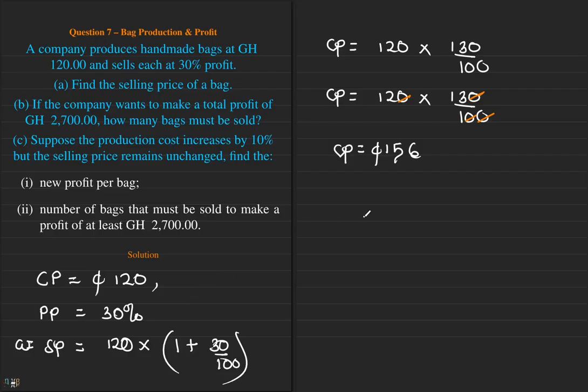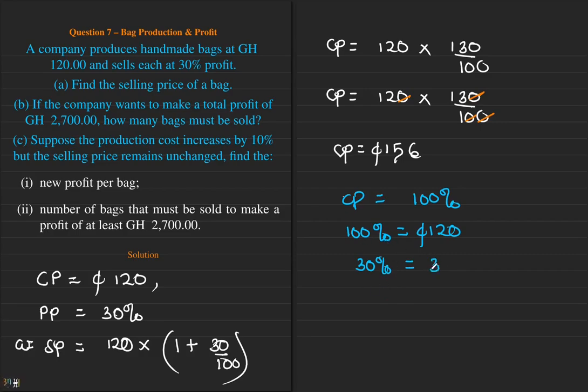But if you wanted to use the proportional reasoning, you should always take note that your cost price is always 100%. So we can say if 100% is equal to 120 cedis, then the profit of 30%, that is how much is a profit. So 30% is going to be less, right? The value of that 30% is going to be less. And we say if less, more divide.